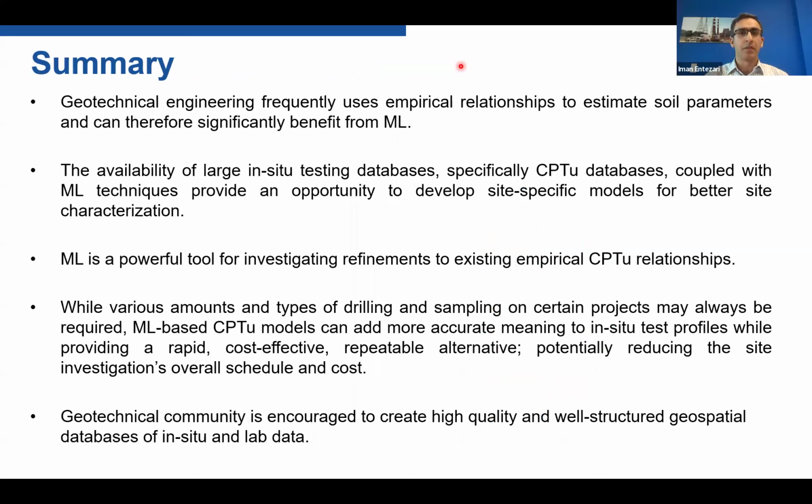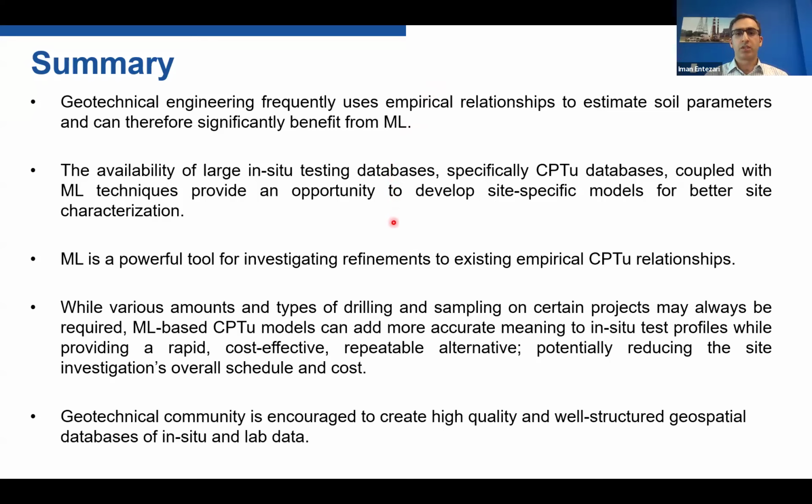Okay, so in summary, I tried to go over some examples of how we can leverage machine learning and CPT data to enhance some of the existing relationships or develop new site-specific models for better site characterization. In geotechnical engineering, we frequently use empirical relationships to estimate soil parameters. Therefore, we can benefit from ML. The availability of large testing databases, specifically CPT databases, coupled with lab results and ML techniques, provides an opportunity to develop site-specific models for better site characterization. As I explained, ML could be a powerful tool to investigate refinements to existing empirical CPT-based relationships.